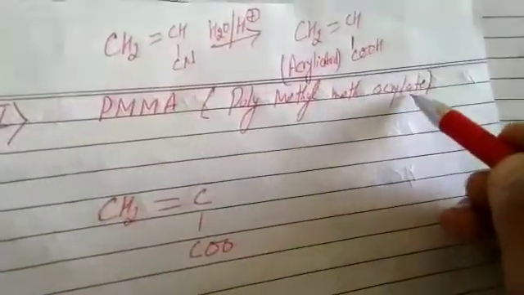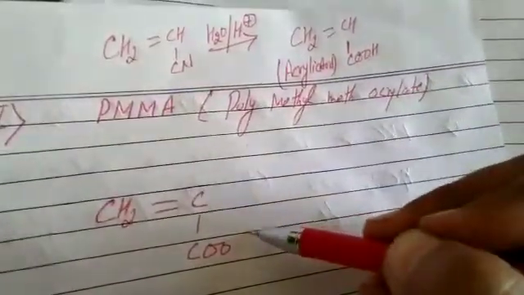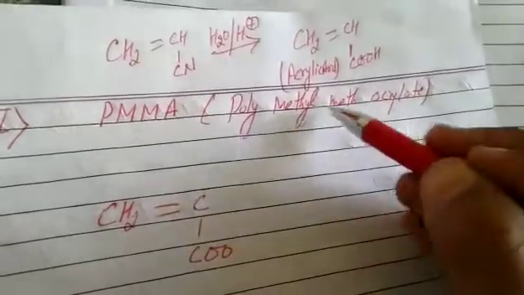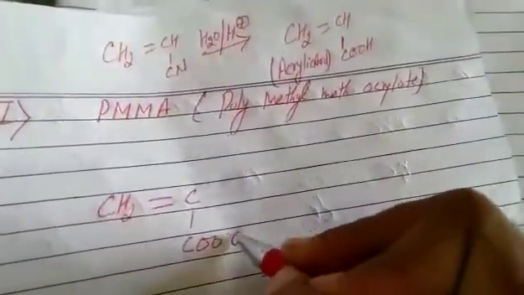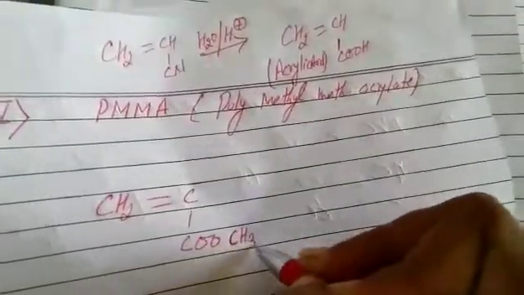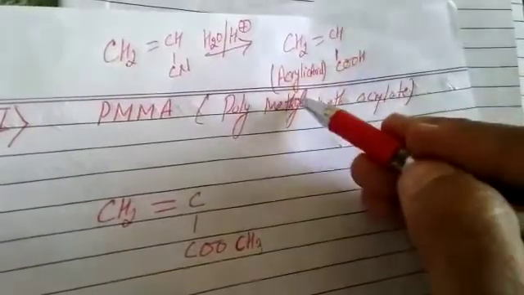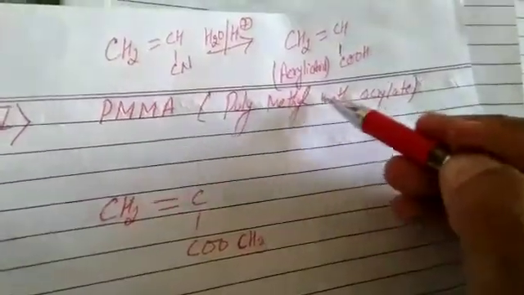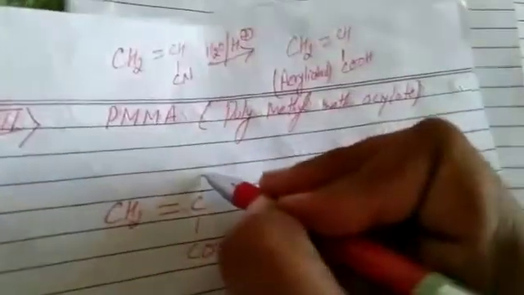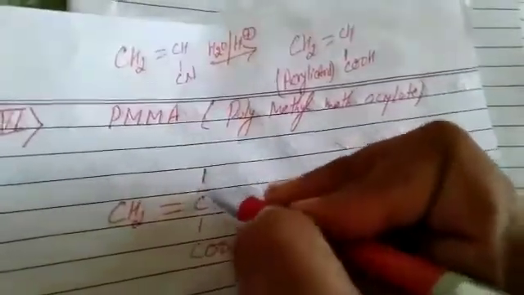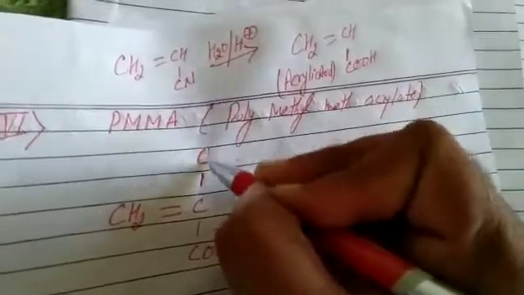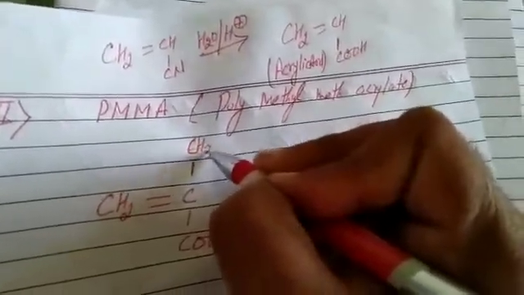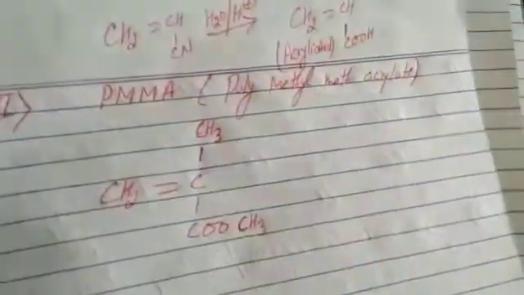But we use acrylate. H is replaced by which group? Methyl. It means mention CH3. It is methyl acrylate. Acrylate means H is replaced by methyl group. But we use methyl methacrylate. It means again the substituent is meth, that is CH3. It is methyl methacrylate. I hope it's clear now.